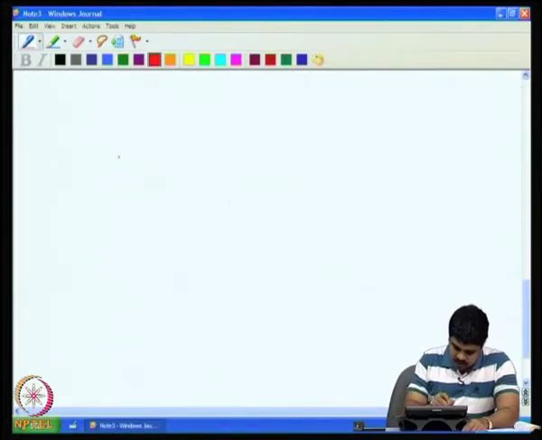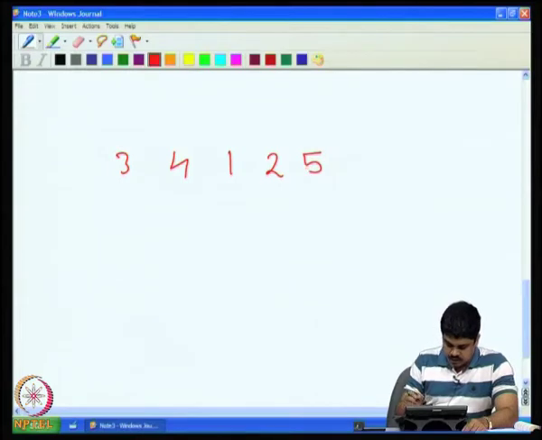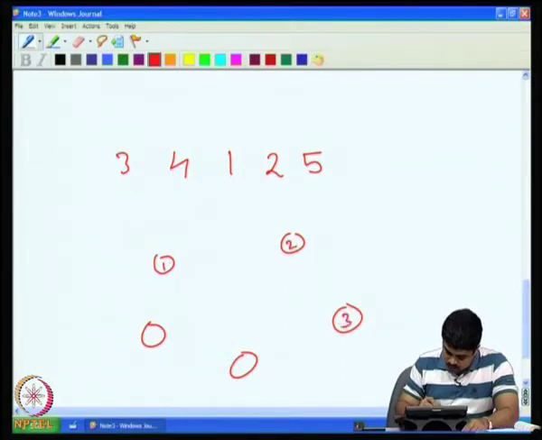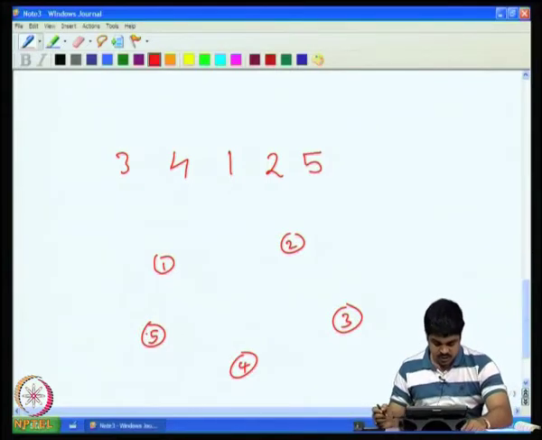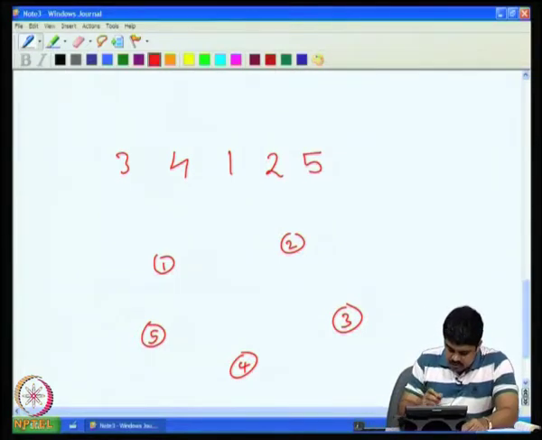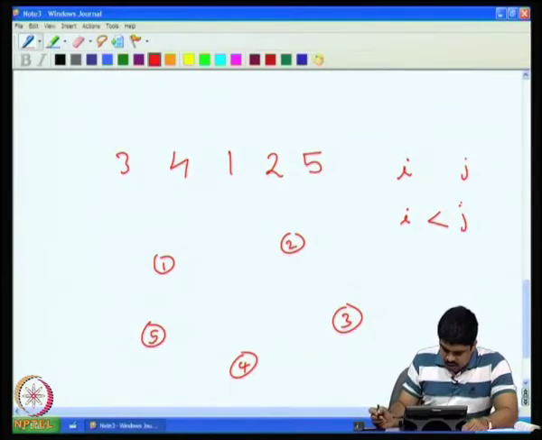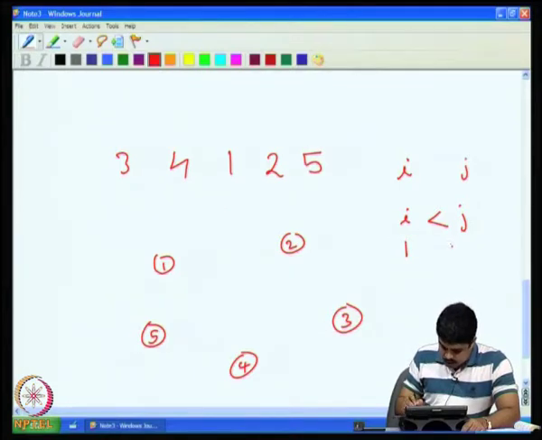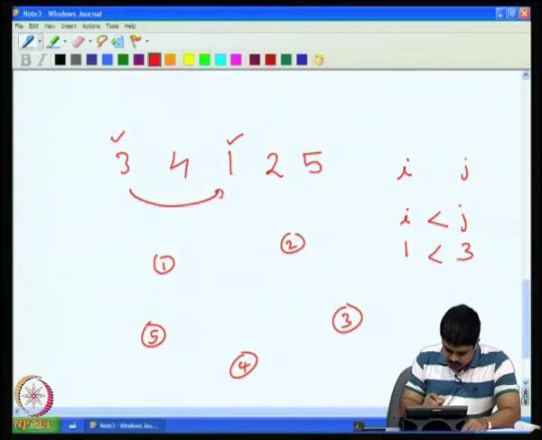Suppose you consider this permutation, namely 3, 4, 1, 2, 5, of 1 to 5. Introduce a vertex corresponding to each of these numbers 1, 2, 3, 4, 5. Now, whenever you take a pair, say i and j, without loss of generality let us say i is less than j. Now, see their ordering in the permutation. Suppose i is equal to 1 and j is equal to 3. This 1 and 3 come in the reverse order in the permutation, it is in the wrong order. So then we put an edge.